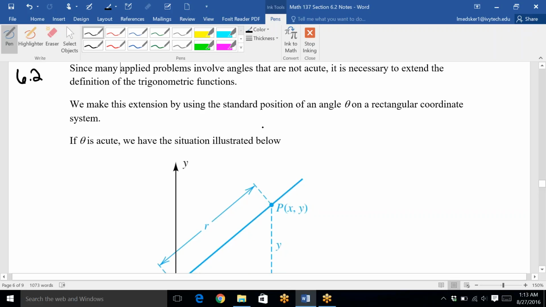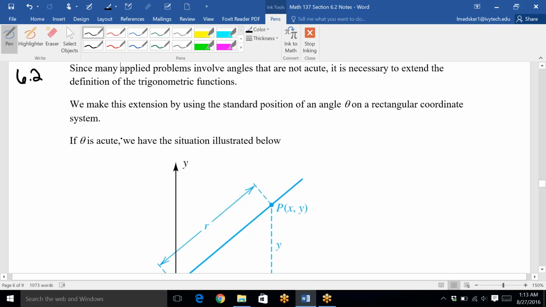The problem we did on part 1 of this 6.2 video was that we looked at some acute angles, and in one of them specifically, we were talking about it being in quadrant 1. The problem is that many application problems that you're going to see do not always have acute angles as the root of what you're doing.